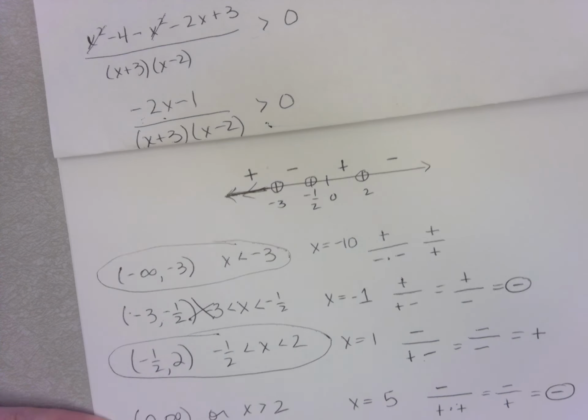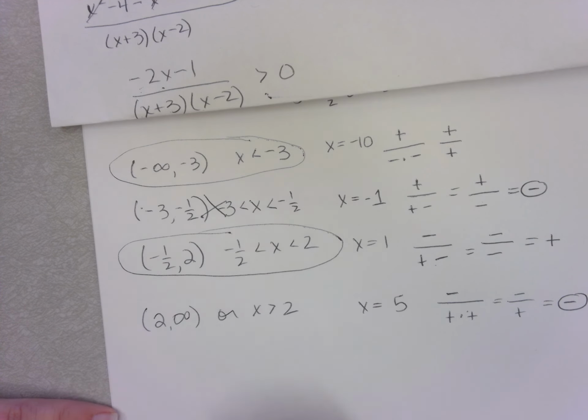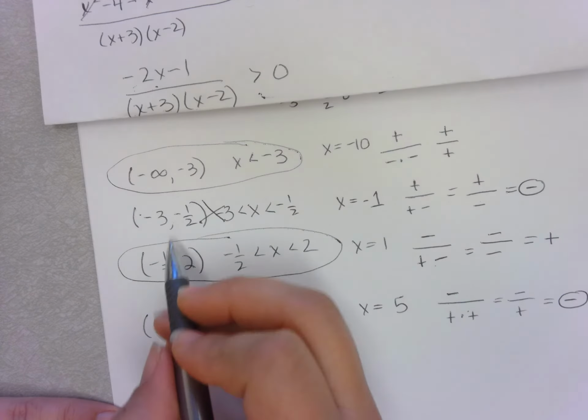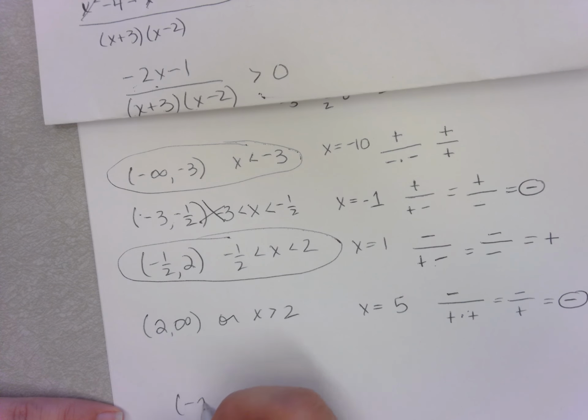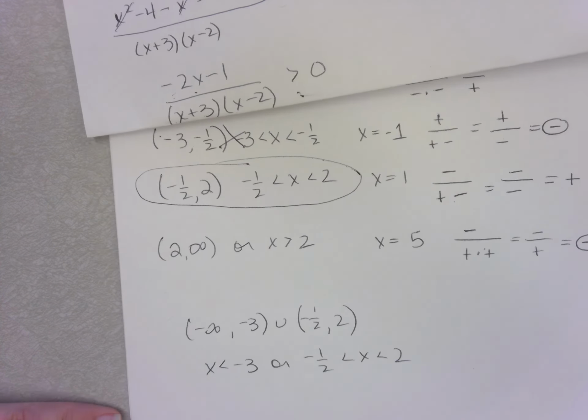So I have my solutions in two parts. In interval notation I would write this union this, or as an inequality I would write x is less than negative 3, or x is between negative a half and 2. There we go, like this. Either one of these is perfectly acceptable. This is interval notation, this is an inequality.